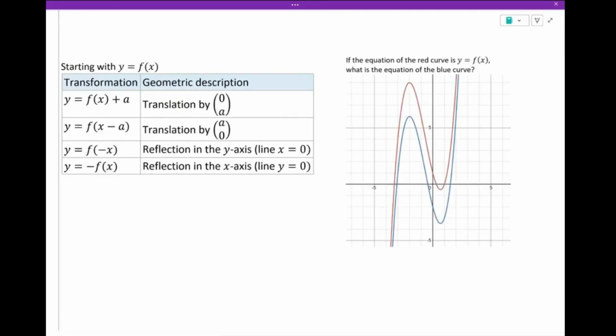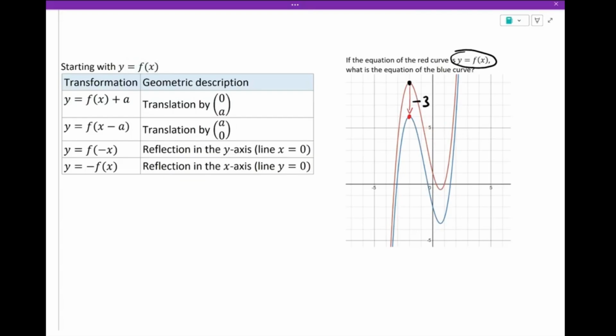In this question, if the equation of the red curve is y equals f of x, what is the equation of the blue curve? Once again, we're going to think about what transformation is going on here. Let's go to the turning points of our red curve. Our turning point is up here. Where is the turning point on the blue curve? It's down here. So it's moved down 3 boxes. Just check your axes: is each box equivalent to 1? If this is 0 down here and this is 5, there are 5 boxes between them. So yes, each box is 1. Therefore, it's moved down 3. So I'm just going to write a negative 3 to indicate that.